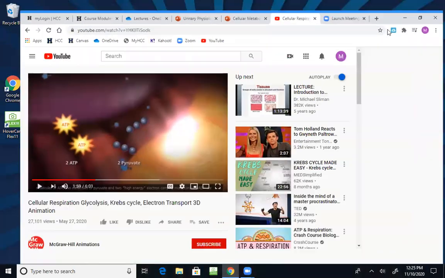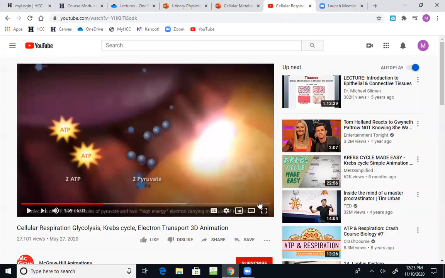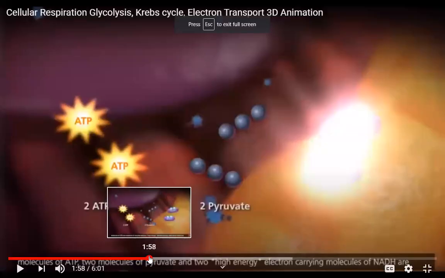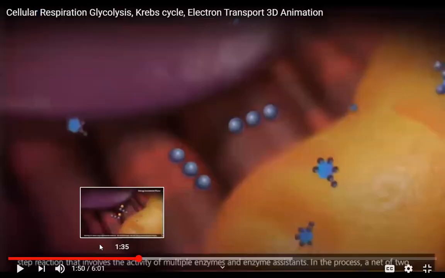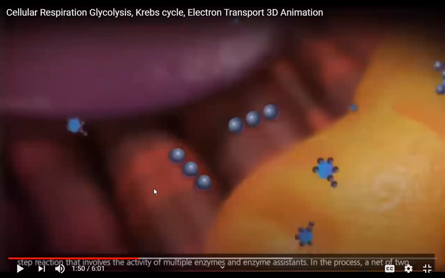that I started the other day. I want to backtrack us just a touch. So we're still here in glycolysis. They're talking about the end of it.